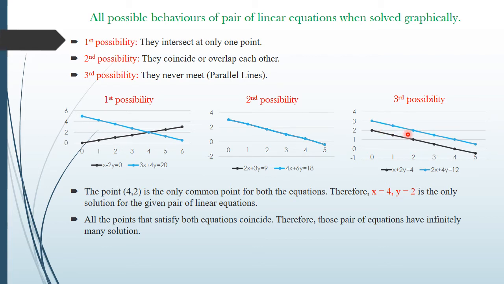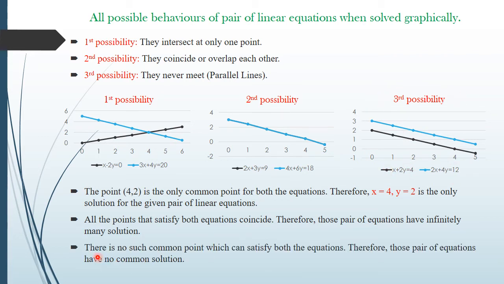This means there is no particular value of x and y which can satisfy both equations. That is the conclusion we can draw for the third possibility, which I can write in the form of a point: there is no common point which can satisfy both equations. Therefore, this pair of equations has no common solution. These are the three main conclusions that we can draw considering the geometrical pattern of different kinds of pairs of linear equations.